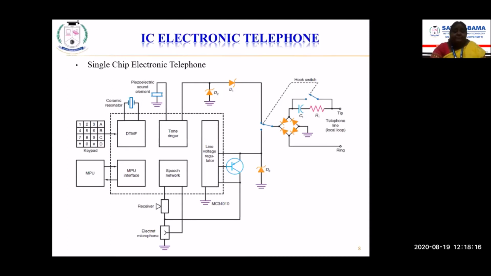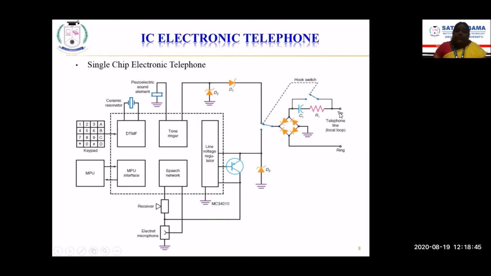Okay, and next one is the tone ringer circuit. So this is the one that is going to give a ringing sound whenever a call is being received. This ringing sound is produced with the help of the piezoelectric sound element. That is connected to the local loop via the Zener diodes D1 and D2, through a bridge rectifier circuit to the local loop.